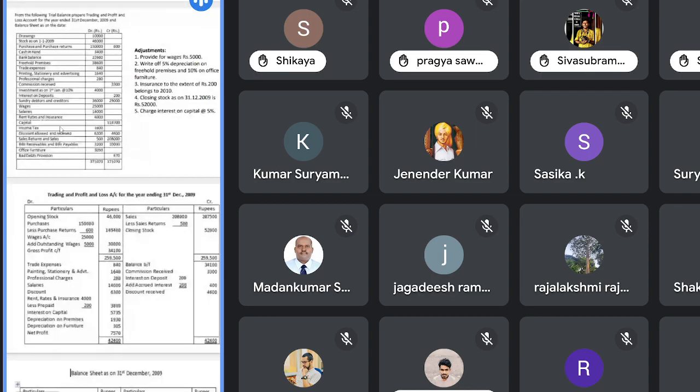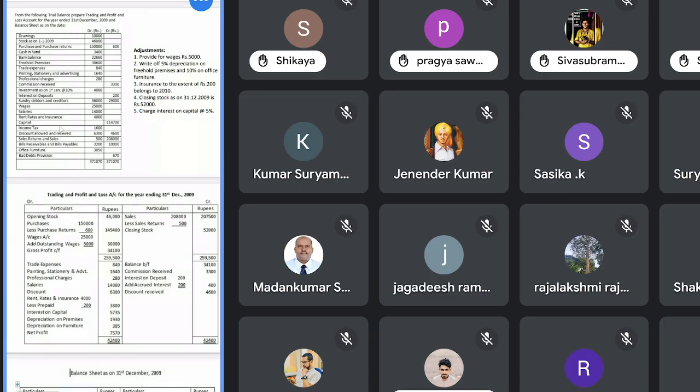On the debit side you have to write all the expenditures which are given in your trial balance, as well as you have to adjust the adjustment entries, right? So let us see the trial balance. Trading expenditure 840 is given, you have to write. Then painting, stationery and advertisement 1,640 you have to write. Then professional charges is given 280, that you have to write.